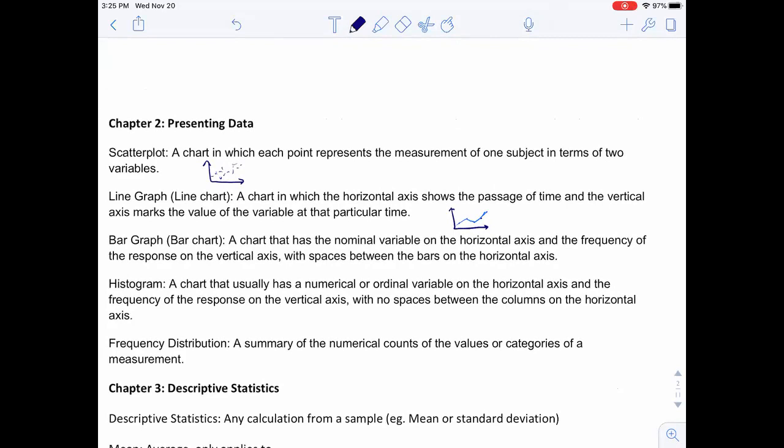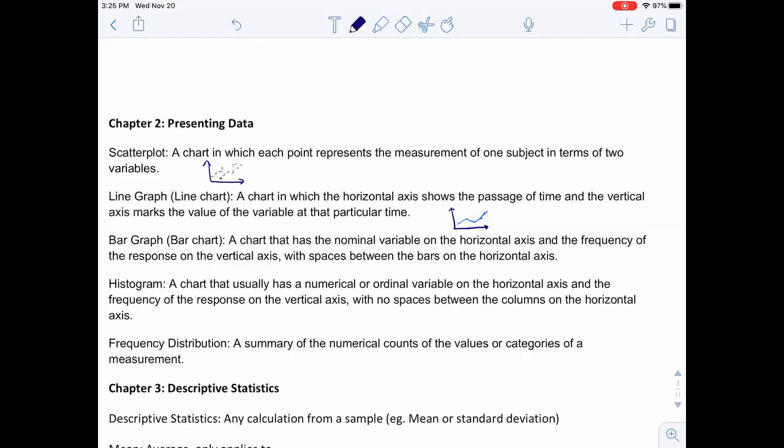And we use chart and graph interchangeably. So a bar graph or a bar chart has a nominal variable on the horizontal axis, meaning we have our categories. In general, I would even use it for ordinal variables. I don't really care.